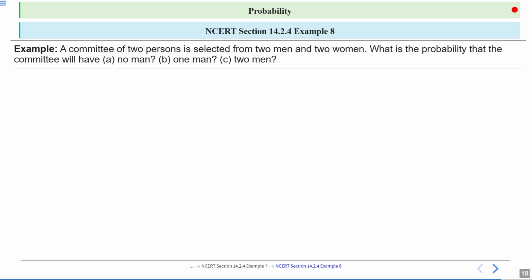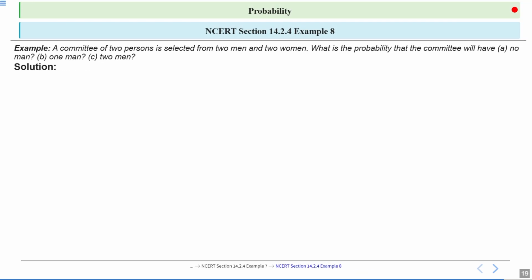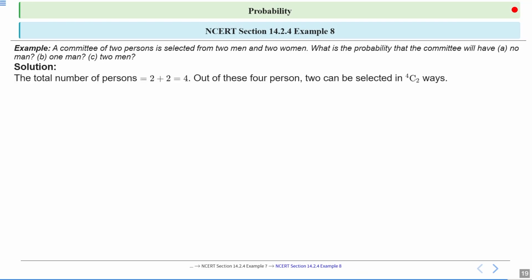We will solve this example now. The total number of persons is 2 plus 2, which is 4. Out of these 4 persons, we have to select 2 persons. Out of the 4 persons, 2 can be selected in how many ways? 2 can be selected in 4C2 ways. Out of 4, you have to select 2, so 2 persons can be selected in 4C2 ways.